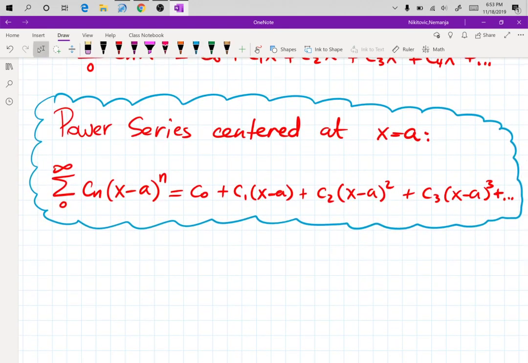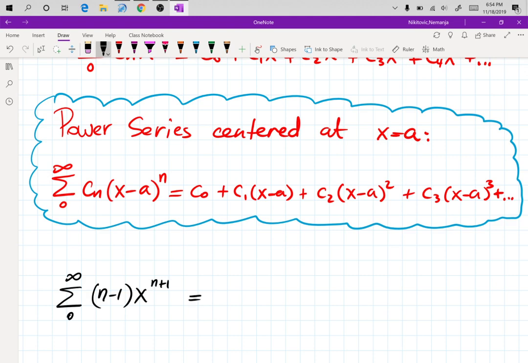Now, we will understand this business of centered at a later. Let's focus on few power series. Say you have power series 0 to infinity, say you have n minus 1 times x to the n plus 1. You can have that. It's okay, right?